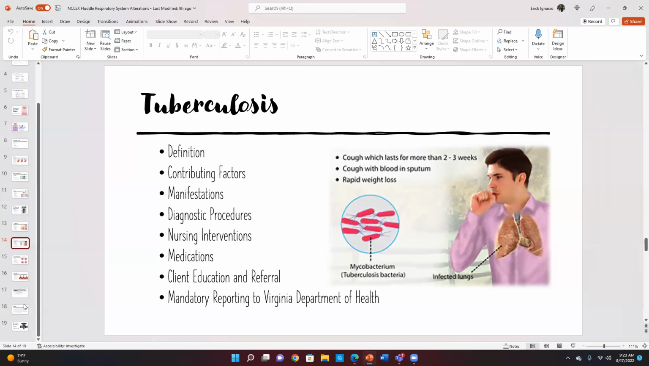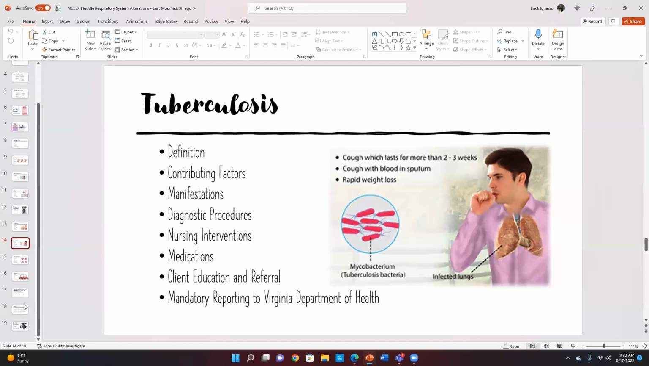So for tuberculosis, your nursing interventions include initiating airborne isolation precautions. So a negative pressurized room. If the patient has to come out of the room, they must wear a mask. We will wear an N95 mask, right? So obtain a sputum sample before administering medications.